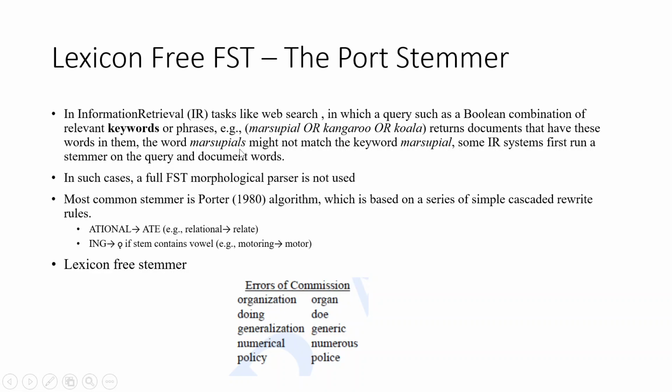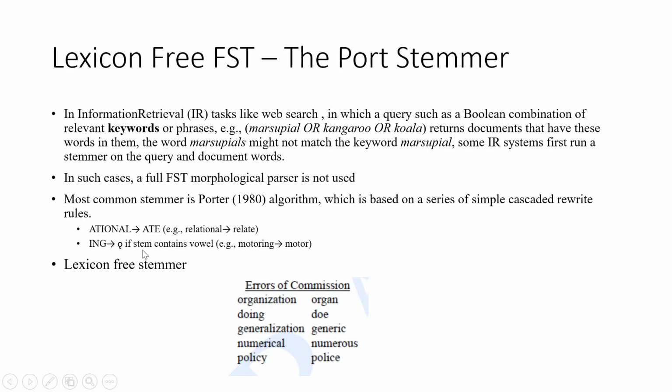So what we said is it can be done by a morphological parser, but it is a very heavy system. That is, it involves a lot of logic, right? So in such cases, a full FST morphological parser is not used, but what is known as a stemmer is used. And the most commonly used stemmer is called the Porter stemmer, which is actually a series of simple cascaded rewrite rules. Say, for example, relational can go to relate for stemming, right? Motoring can be replaced by motor.